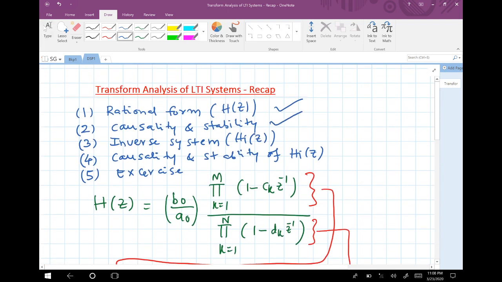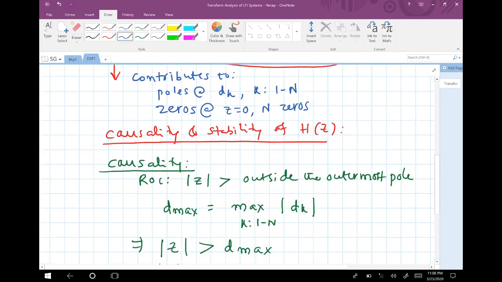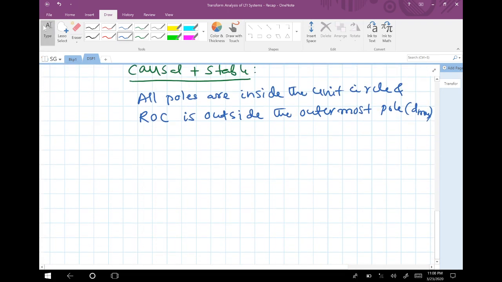Now let's discuss the inverse systems. Inverse of this system.